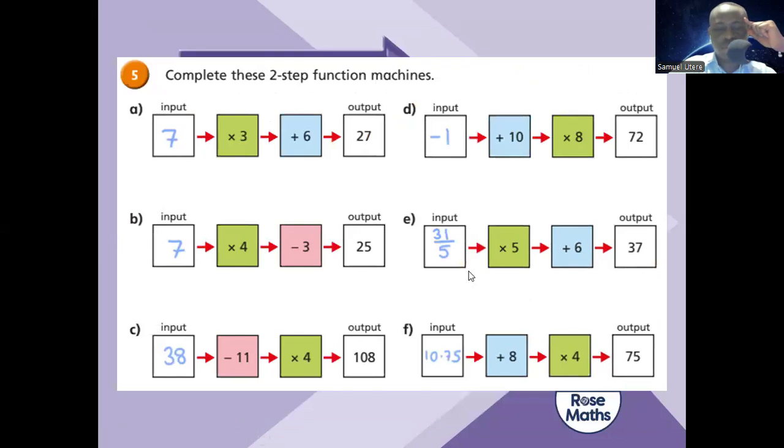And here are the answers to question 5. To find the input for A, we do 27 subtract 6 and then divide by 3. Here we do 72 divide by 8 and then subtract 10. Here you do 25 add 3, because you're doing the inverse to find what the input was, and then you divide by 4. And so on and so forth.